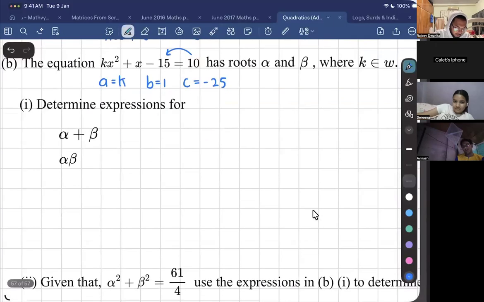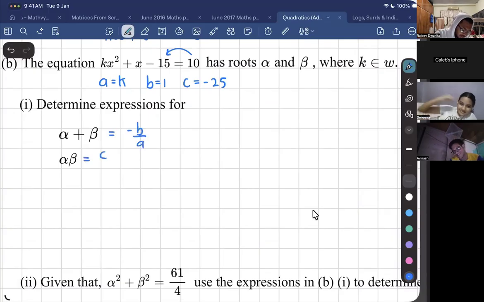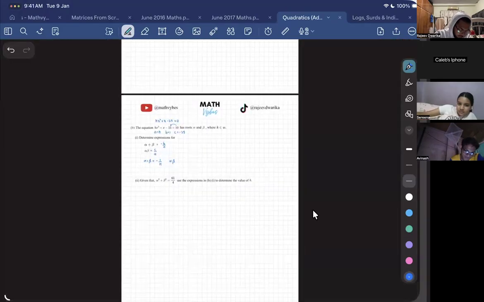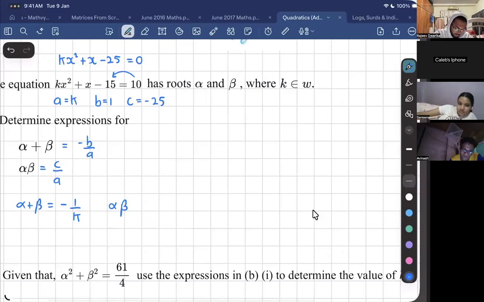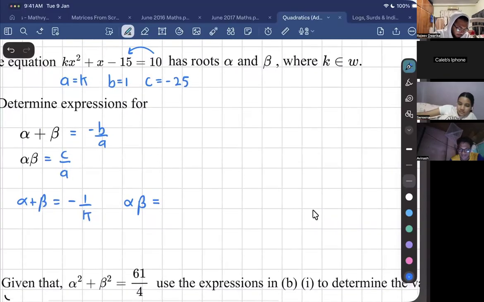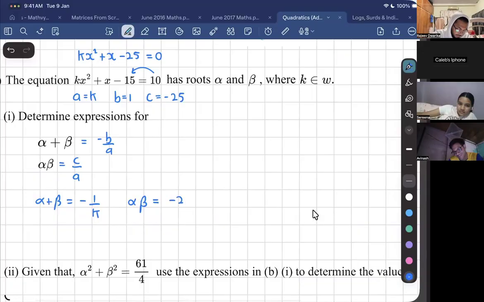Right? Avinash, tell me quickly, alpha plus beta is going to be minus b over a, yeah? Yes, sir. And alpha beta is going to be c over a. So alpha plus beta is going to be minus b over a, which is minus 1 all over k. And alpha beta, I was wondering if I could have salvaged it, but never mind. We just do the question. Alpha beta is c over a. C is minus 25 and a is k. Yeah? We okay with that?